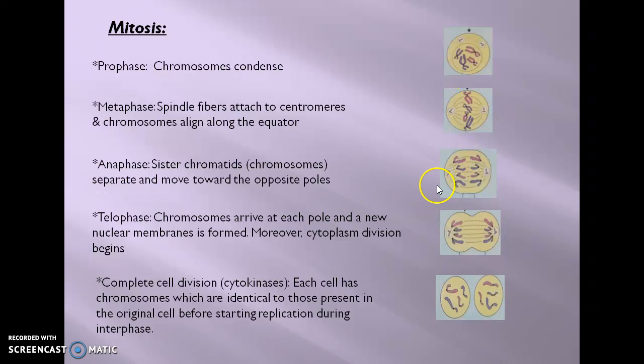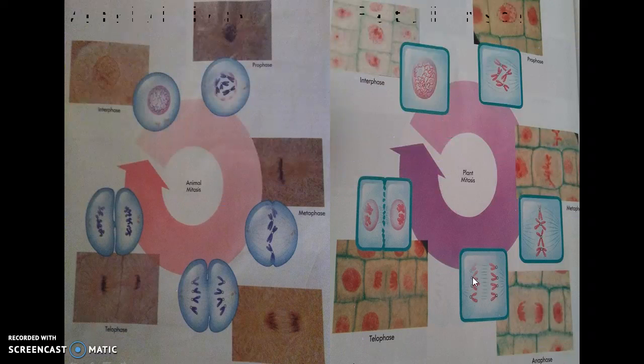In anaphase, the sister chromosomes are separated from each other and go apart toward the poles of the cell. The spindle fibers are pulling them. In telophase, the chromosomes arrive at the poles of the cell, and the cytoplasm begins to divide. And here we have cytokinesis, where the process of separating the cells occurs.